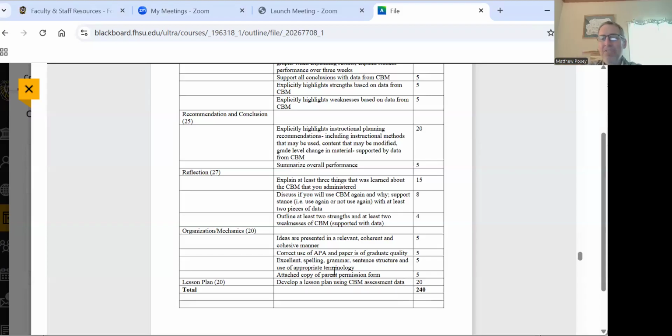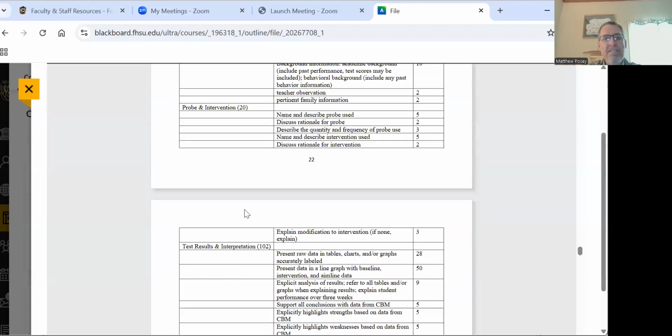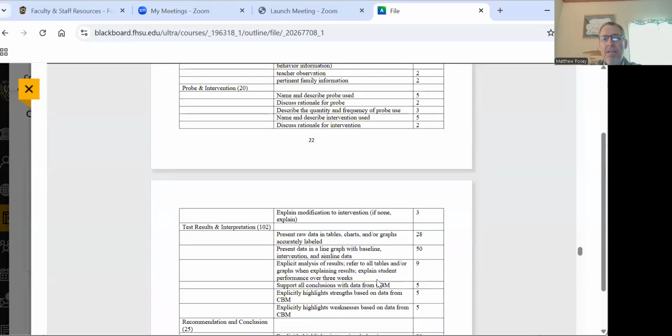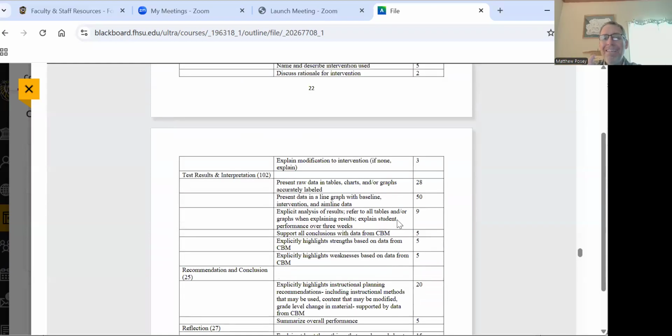So remember, in this, we're adding 2 new sections. One of them's a reflection down here, and the other one is the probe and intervention section. 2 new sections, 1 additional new chart right here. This one here, a line graph that shows your data points with a baseline, an intervention line, and an aim line. And again, remember, guys, that one alone by itself is worth 50 points. So don't forget to put that one in.